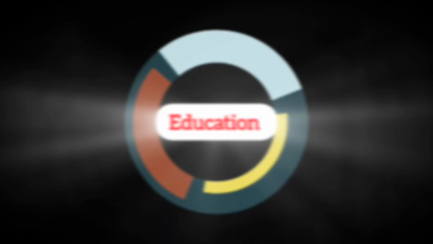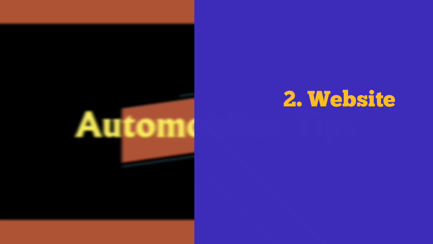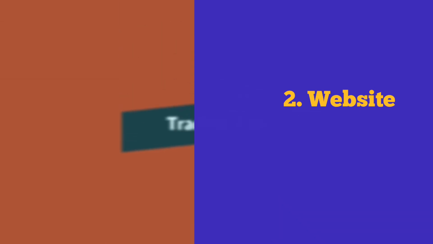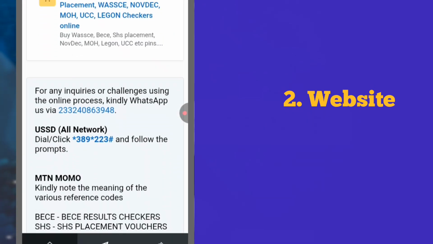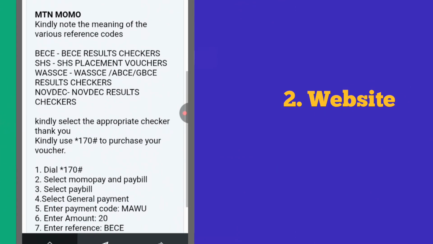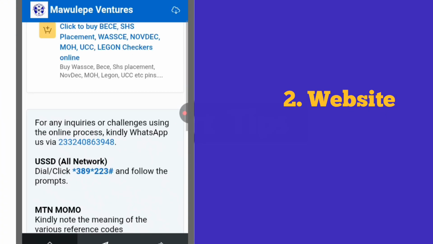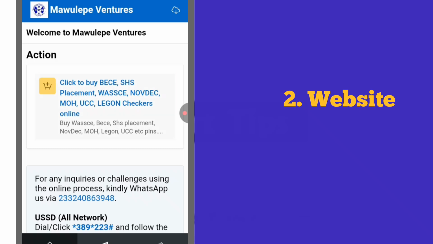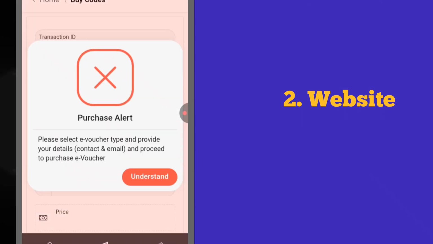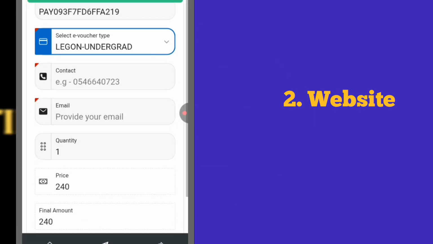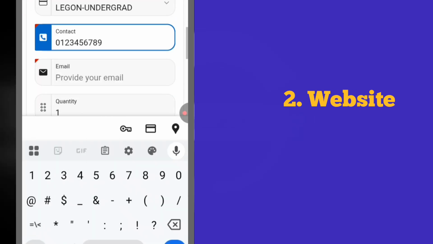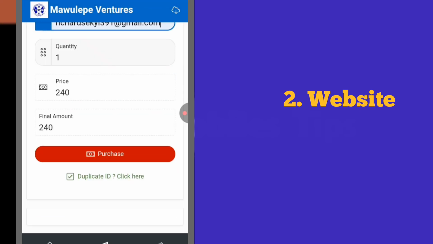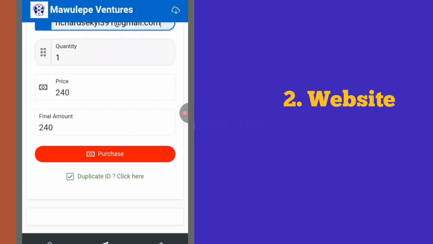Now let's get to method 2 of buying an e-voucher, using the website. So visit evoucher.mawulepe.com. Alright, so from this site you can see your transaction ID, and you have to select your e-voucher type from the drop down menu, and you have to provide your contact number, email, and the quantity that you want to buy. Then click on purchase to buy your e-voucher. Alright, so this is how you can buy your e-voucher through the website that I just mentioned in the video.